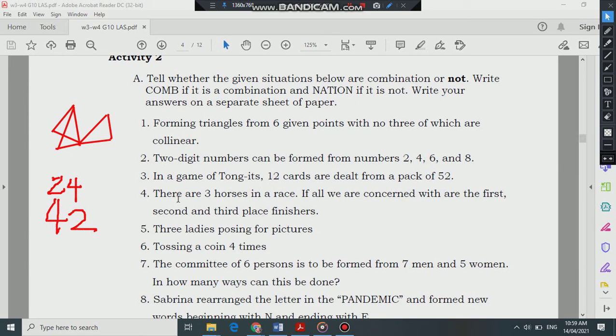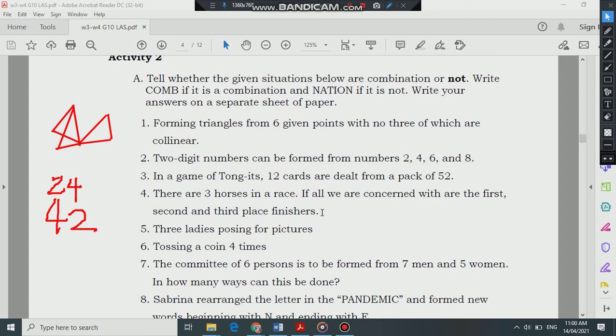Number 4, there are 3 horses in a race. If all we are concerned with are the first, second, and third place finishers. So for number 4, obviously, order is important. In a race, we need to identify who is in first place, second place, and third place. Therefore, this is "nation." This is not a combination, but rather a permutation.